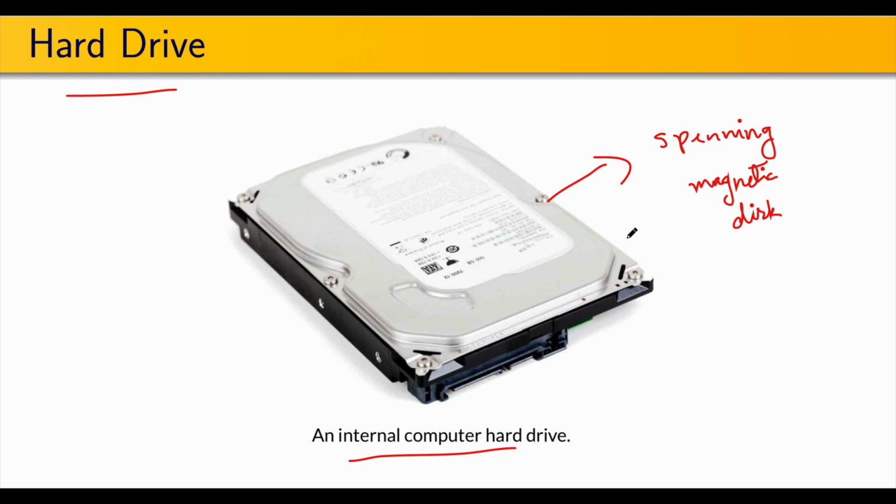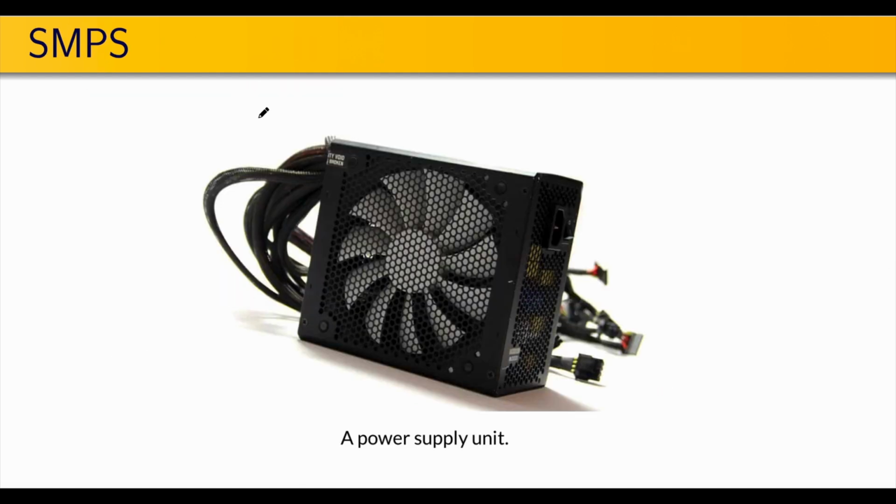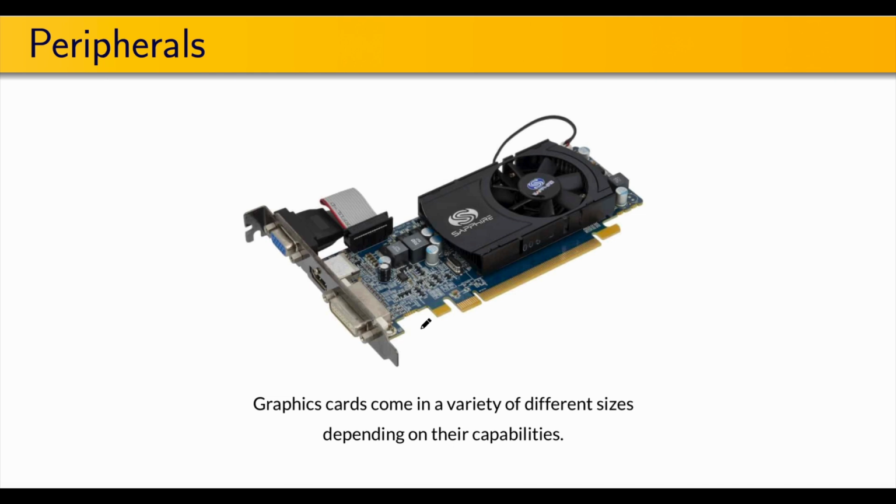But instead of this kind of hard drive, we are now using SSDs. And this is the power supply unit, SMPS, with a fan to cool the CPU. And these are the peripherals. The peripherals means, this is a typical graphics card. What we are seeing here is a graphics card. You can have a sound card, Ethernet card, etc.